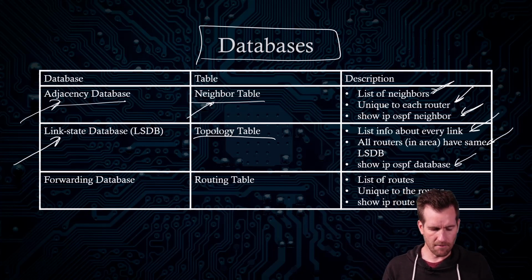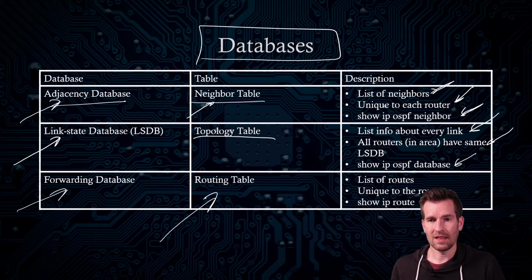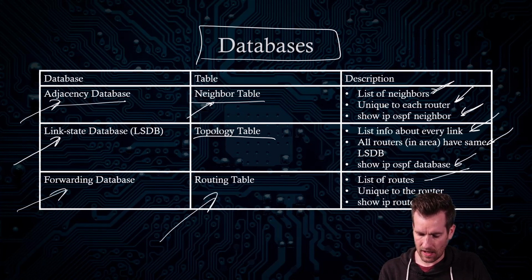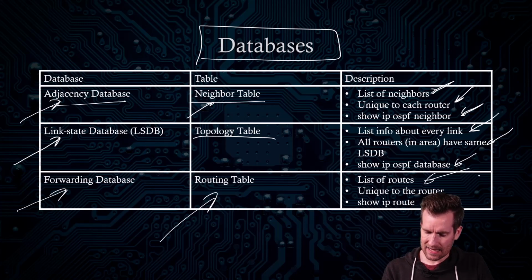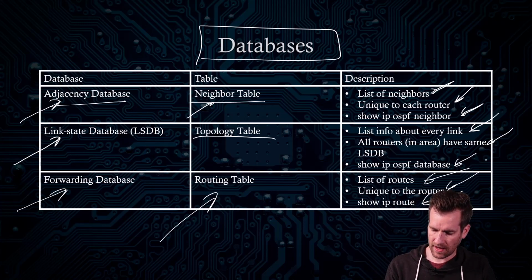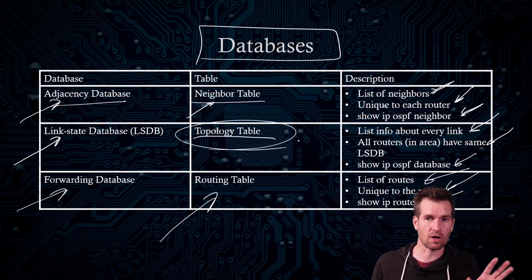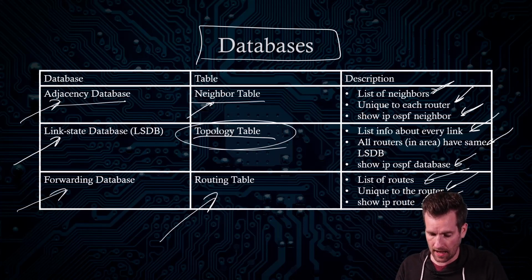Then we have the forwarding database. This is the routing table. The routing table has a list of all of the routes, and it is unique to each of the routers, and we do a show IP route to see that. One other thing to specify is this topology table should be the same across all routers within the area.